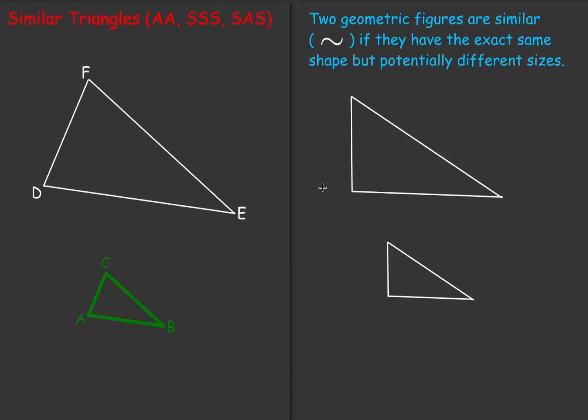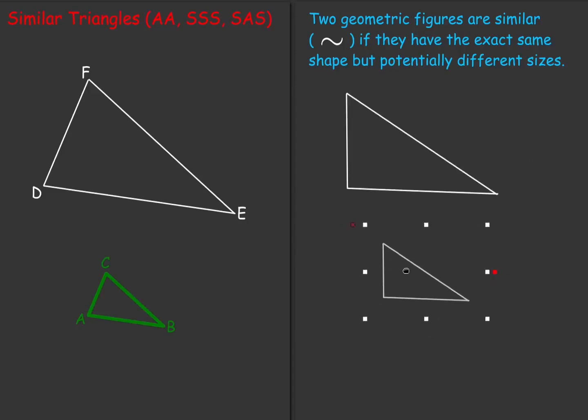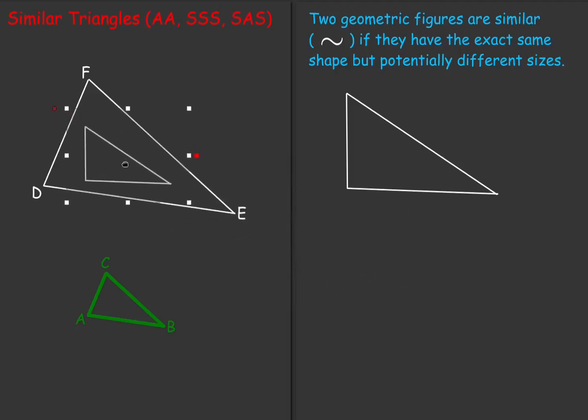On the other hand, what we have here is a right angle triangle, and this is also a right angle triangle. So they are having the same shape, but then it's just that their sizes are different. You can't say a right angle triangle is similar to a scalene. Even though they are all triangles, they are of different shapes. You see, they are different types of triangle. So simply put, two geometric figures are similar if they have the same shape, but potentially different sizes.